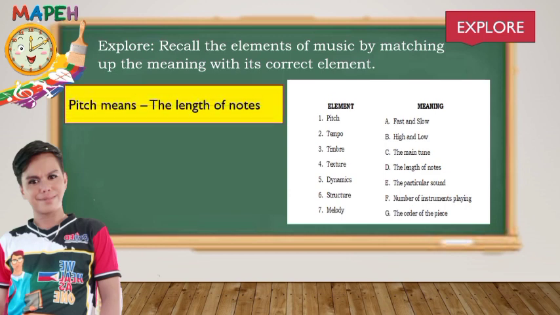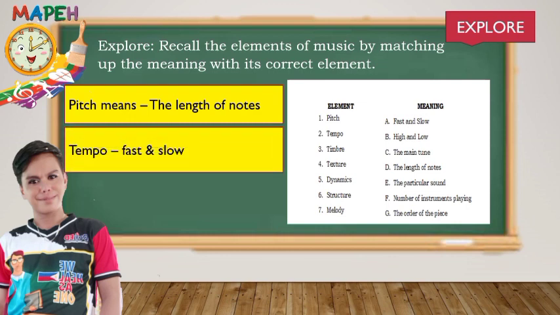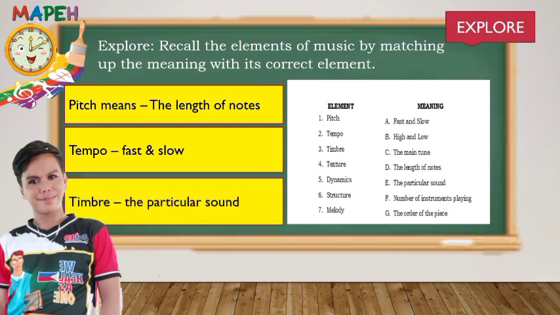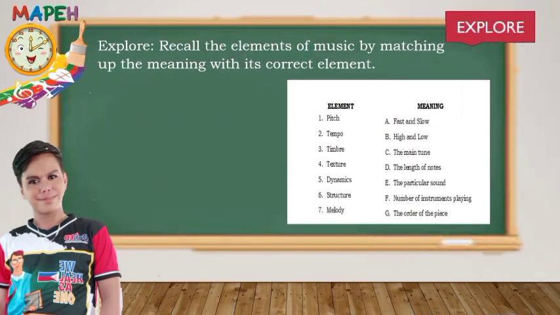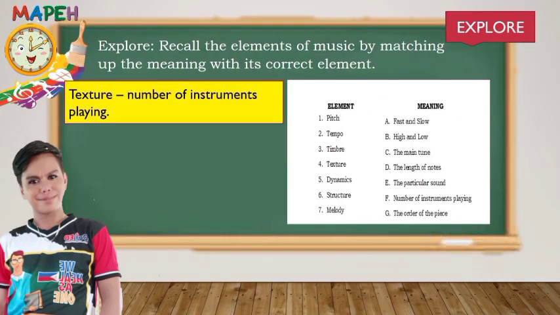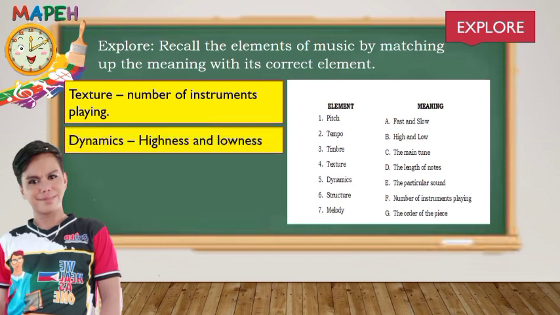First one is pitch. Pitch means the length of notes. And then the tempo, which means the fast and slow or the speed at which a passage of music should be played. Next is timbre, the particular sound or sounds or voice as distinct from pitch and intensity. Next is texture, the number of instruments playing. If there are music combined, it produces different sounds and quality.